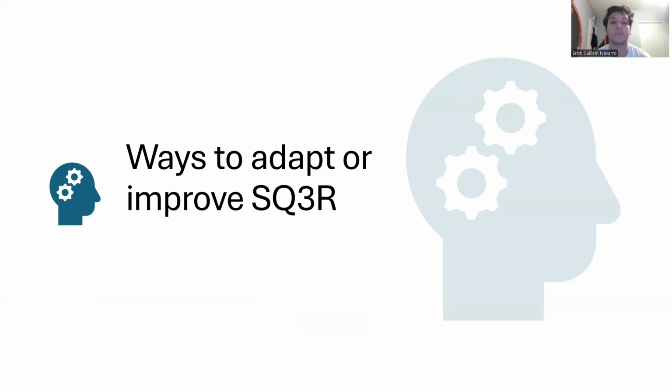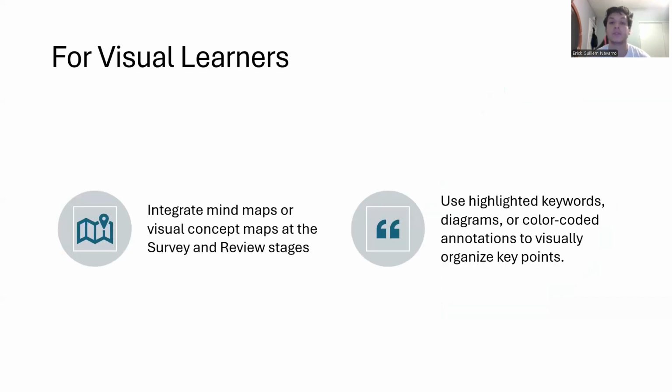So we need to look at ways to adapt or improve the SQ3R for different people with different learning needs. For visual learners, we can integrate maps or visual concepts at the survey and review stages. We can also use keywords, diagrams, or color-coded annotations to visually organize key points. Like in a science class, especially biology, when talking about ecosystems or the relationships among organisms, we can do concept maps, and adapt that map while we are reading or reviewing.